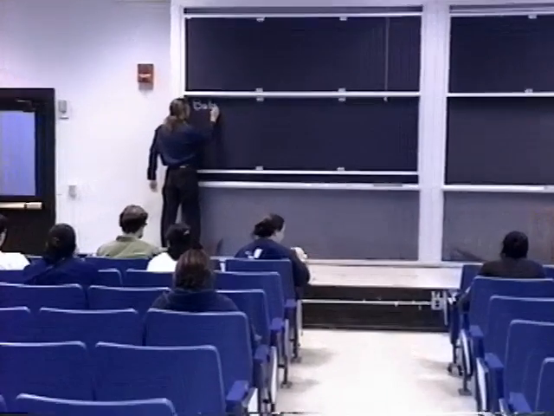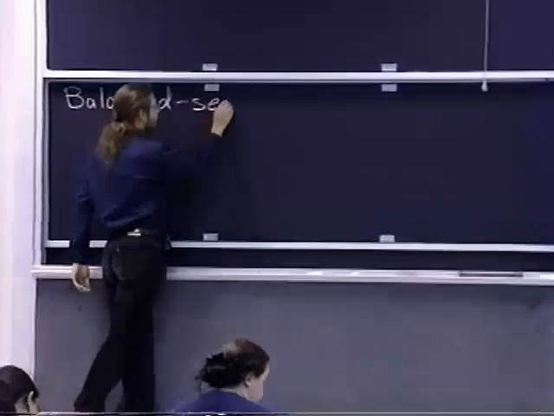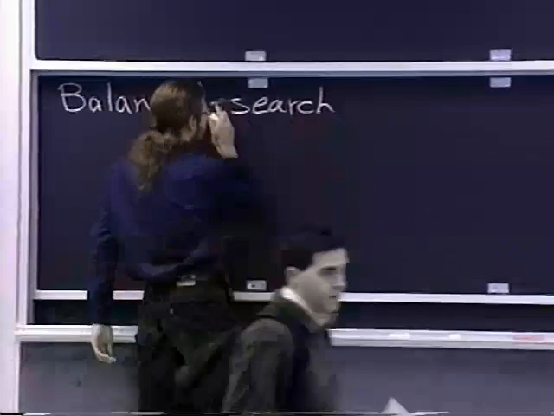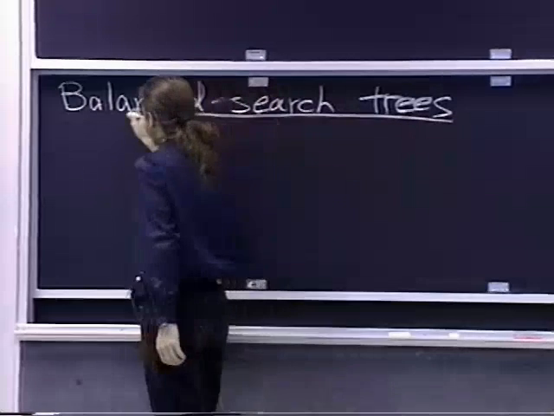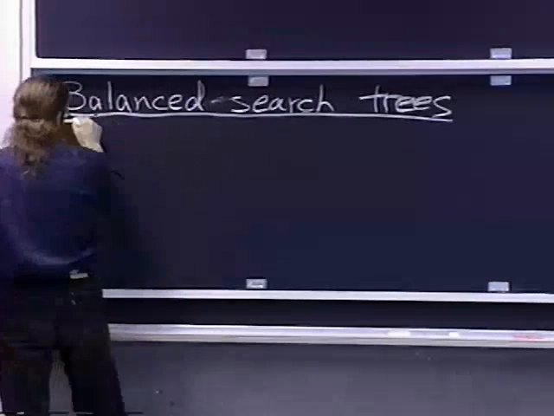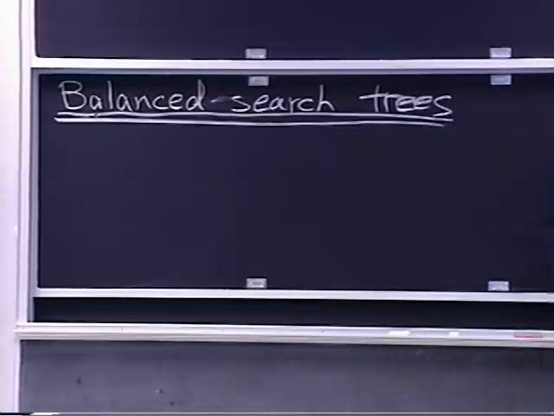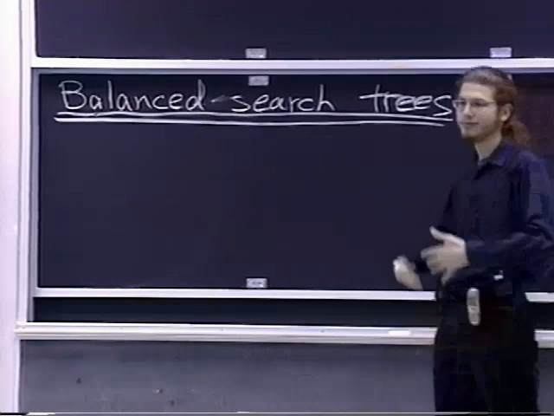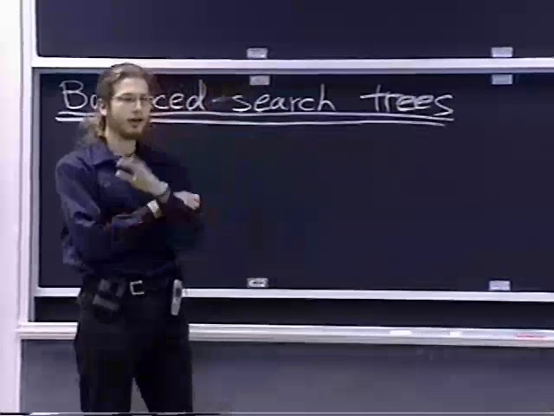So we've talked a lot about binary search trees and how to insert into them and how to delete from them. And last class we saw that usually they're pretty balanced. In fact, usually they're very balanced. So probabilistically, if you have average input, then you have a nice logarithmic height tree.